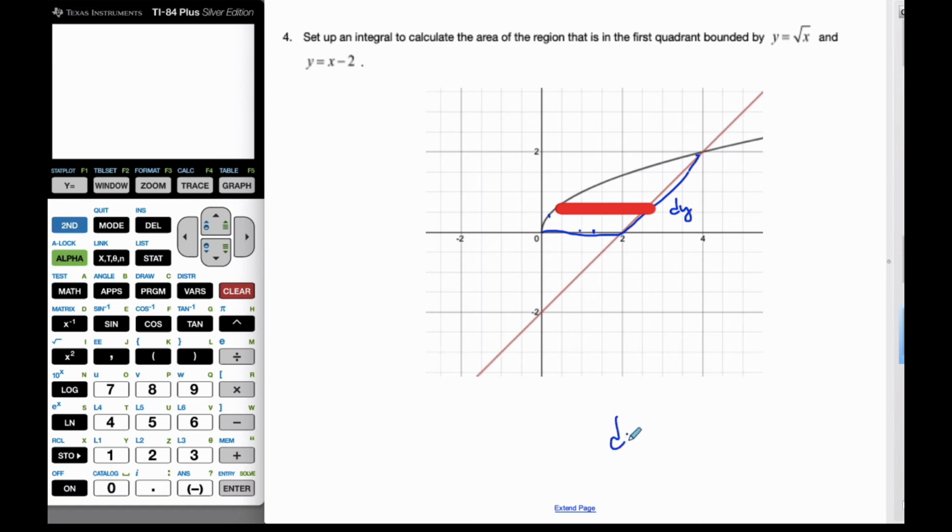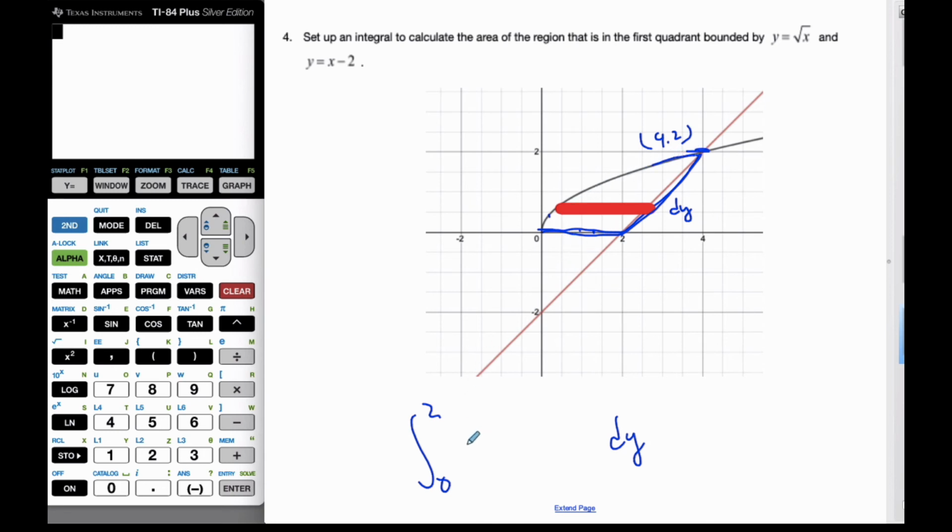So I'm going to do dy. I'm going to go from this value of 0 to this value. I know these functions well enough to know that this is the point (4, 2). So I'm going to go from 0 to 2. And I want my right function minus my left function. The right minus the left.